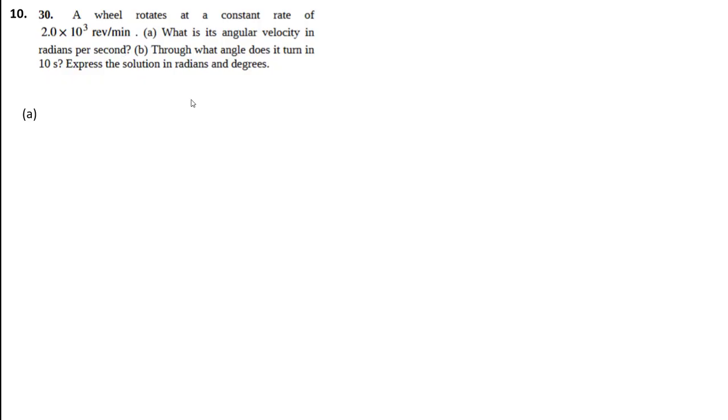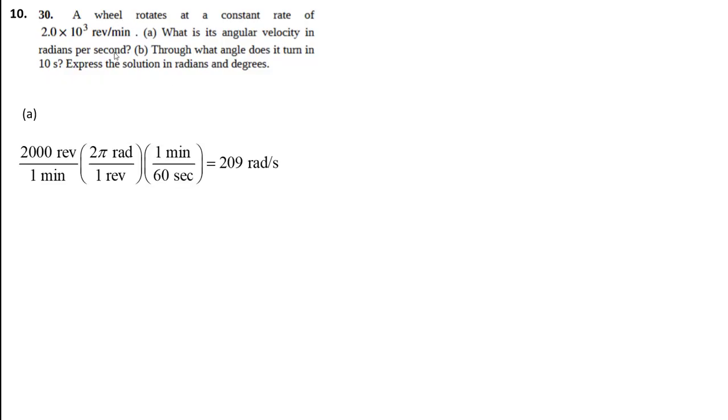So first I'm going to write my angular velocity in the units they've given me, which is revolutions per minute. And I like to write it with the units very clearly labeled, with the revolutions on the top and the minutes on the bottom. And then I can think, okay, I need to get rid of the revolutions on the top and I want to replace it with radians. So I think, how are radians and revolutions related to each other? Well, 1 revolution is the same as 2 pi radians. So I'll put the 2 pi radians on the top and the 1 revolution on the bottom.